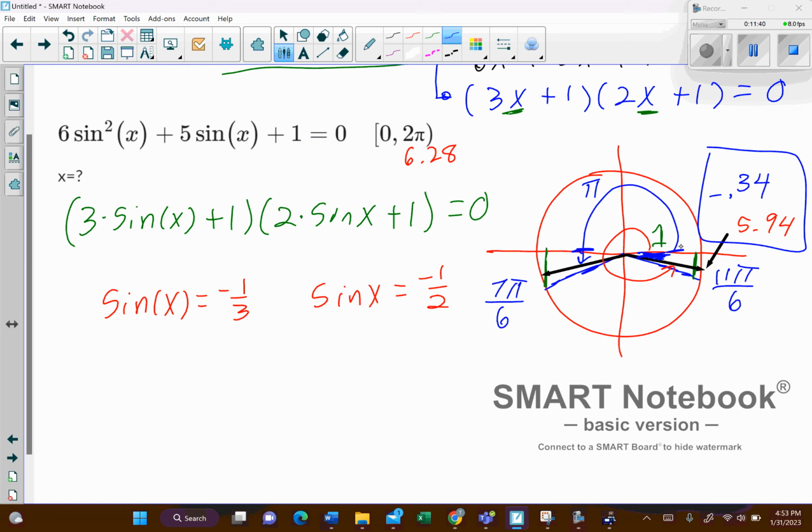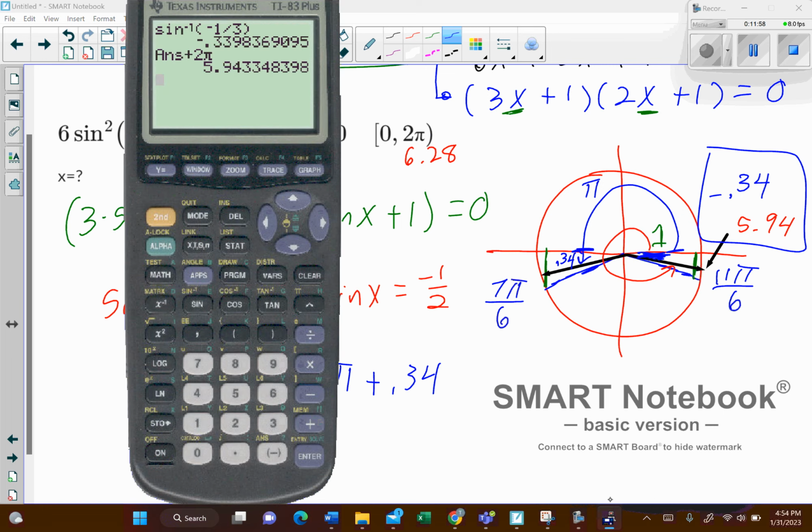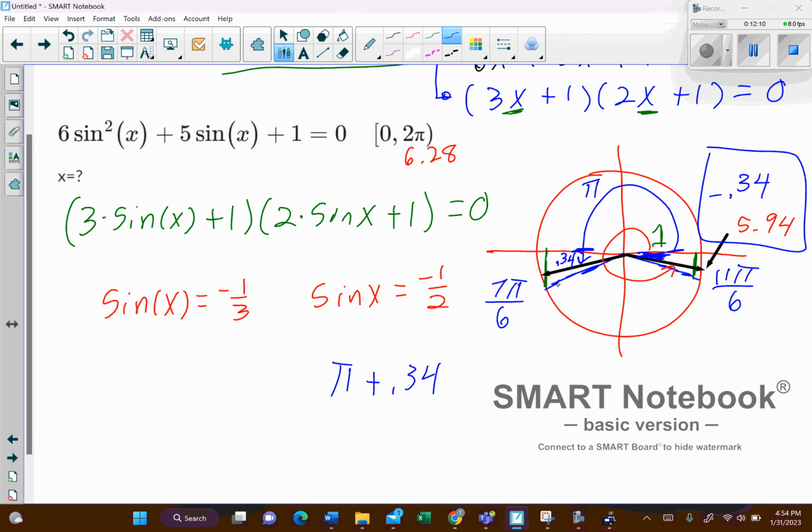Now, here I'm measuring it in the positive counterclockwise direction, so this would be positive 0.34 right here. So to figure out this angle right here, I'm going to have to take pi and add 0.34 to it. And then that should give me my other angle. So here we go. Pi plus 0.34, and so we're going to get 3.48. So that's going to be that angle right there.